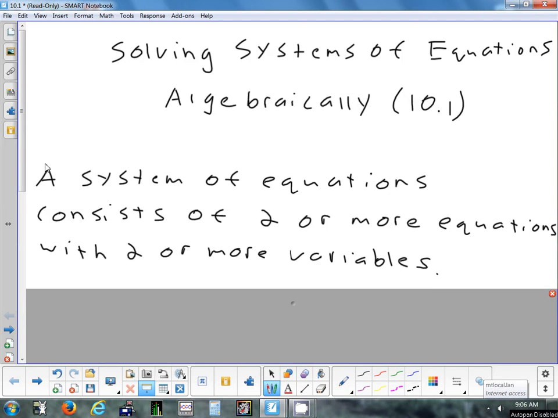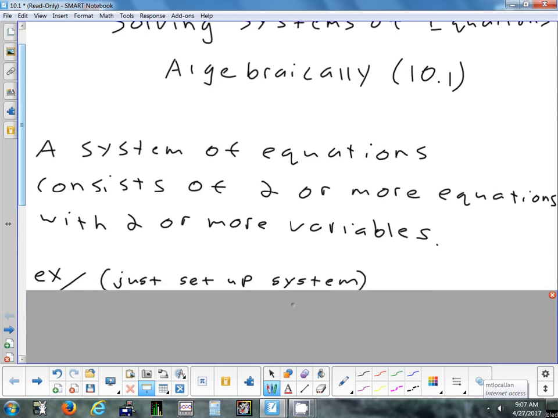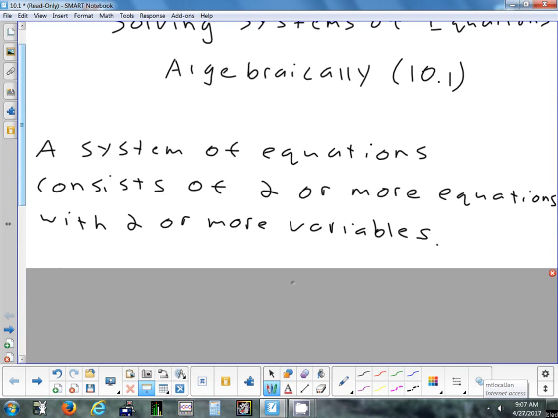That doesn't always need to happen. The number of variables doesn't always have to match the number of equations, but ours will. Here's an example of something where you have more variables than you do equations. If I asked you to solve that equation, x plus y equals 10, it's one equation, but there's two variables.